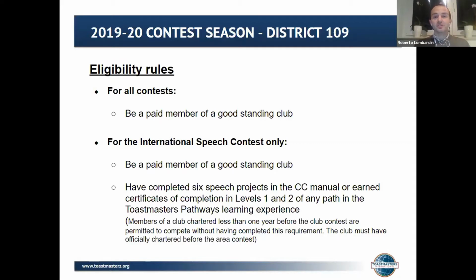For the international speech contest only, there is an additional requirement: to have completed 6 speeches in the old Competent Communication manual, or have reached level 2 in Pathways. We will come back to this because they changed this requirement this year. There is one exception for clubs chartered in the last year. Everyone can compete in the international speech contest for these new clubs. Of course, the clubs must have completed their charter before the area contest.